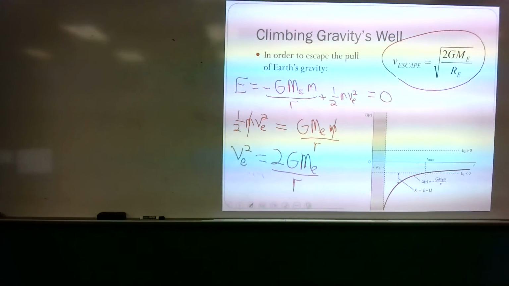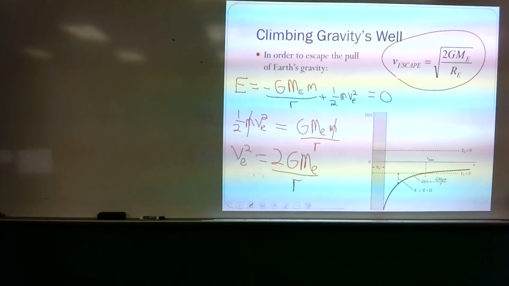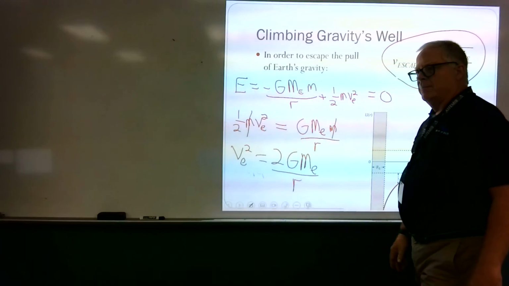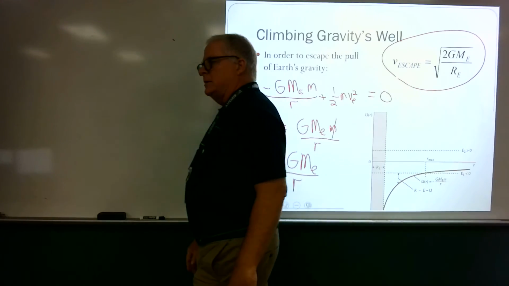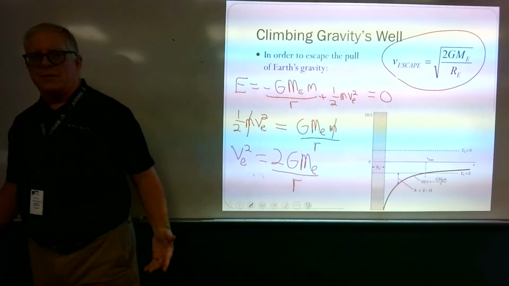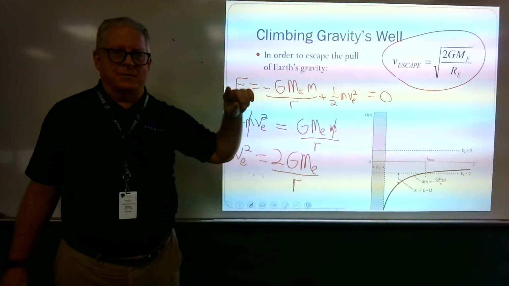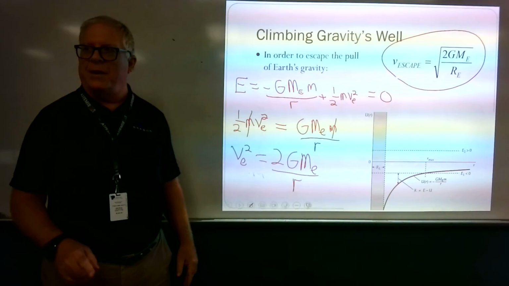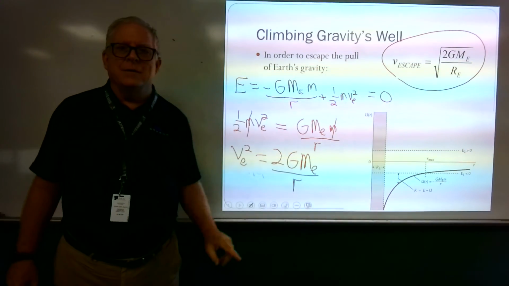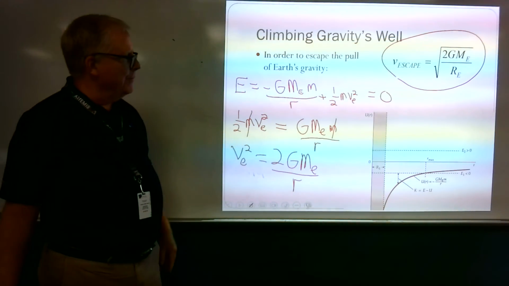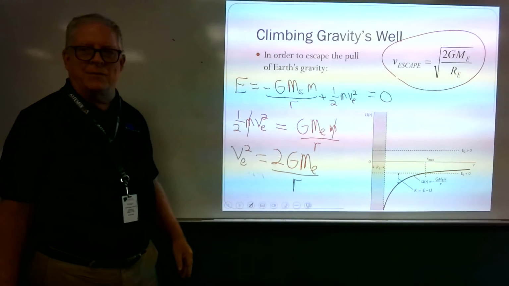That's how fast something needs to be moving at the surface of the Earth so that it will escape the pull of gravity. Now you might say, well, does it have to be pointing in a certain direction? Not really. It doesn't really matter because the Earth is more or less a sphere, so any direction you happen to be going, you're eventually going to be going away from the Earth. And so that's the escape velocity that you need.